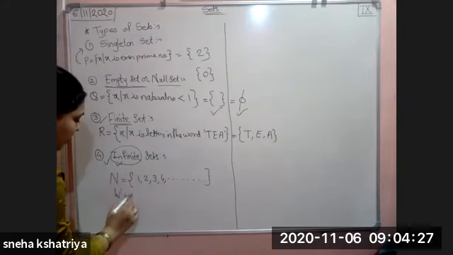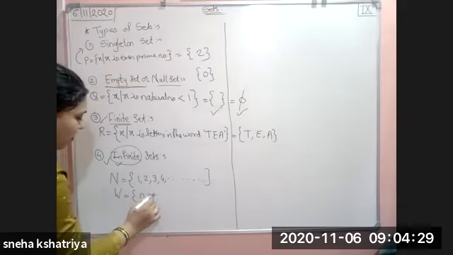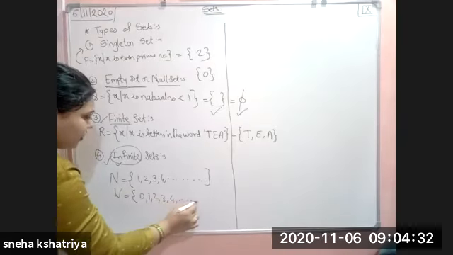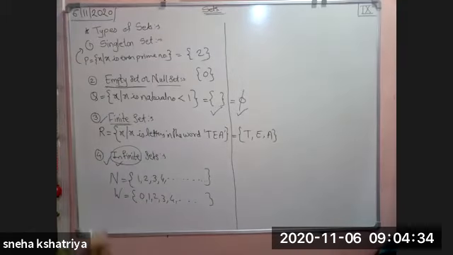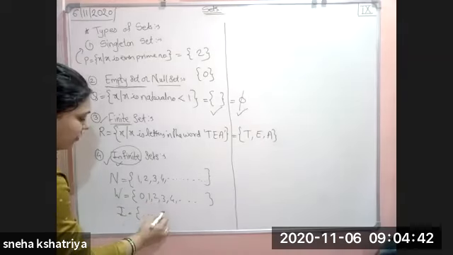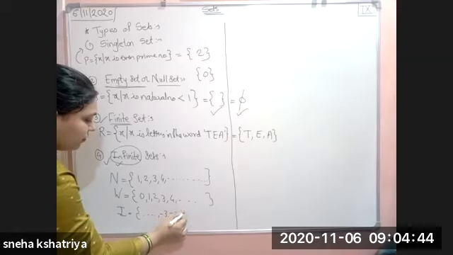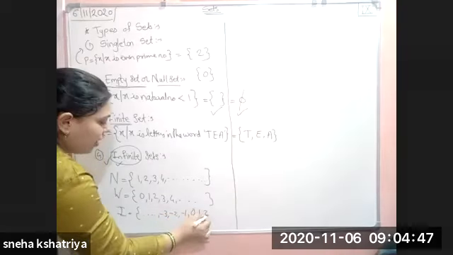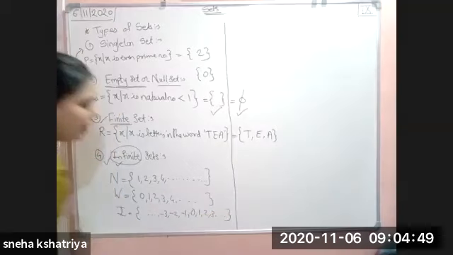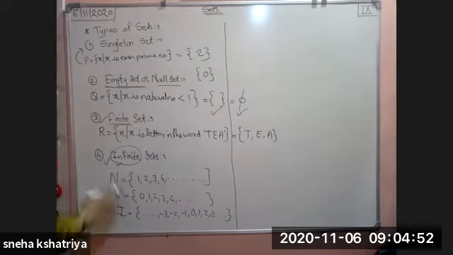Natural numbers start from 1, 2, 3, 4 and so on. See here, there are dots everywhere. Then whole numbers start from 0, 1, 2, 3, 4 and so on. Integers also go on with dots: -3, -2, -1, 0, 1, 2, 3 and so on. So these are your infinite sets: natural numbers, whole numbers, integers, real numbers, rational numbers, irrational numbers.